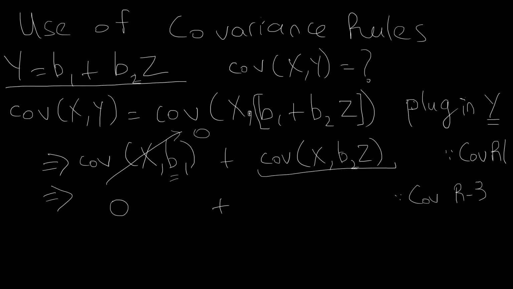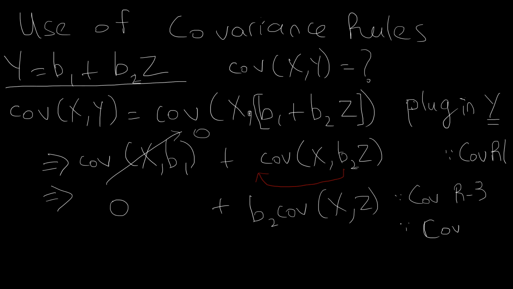And this term right here can be simplified as follows. So using covariance rule 2, let me just erase this and this. Okay, so you're using covariance rule 2. This becomes b2 times the covariance of x with z. So all I've done is that I have taken out the b2, which is just a constant, so we can do that using covariance rule 2. So let me just state what I have used. So we have used covariance rule 2. Like I always say, it's a good idea to explain why you're doing what you're doing.